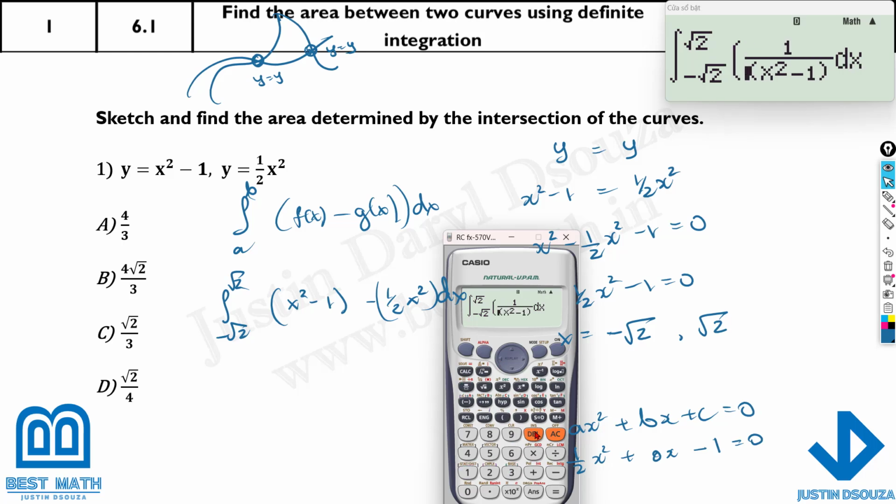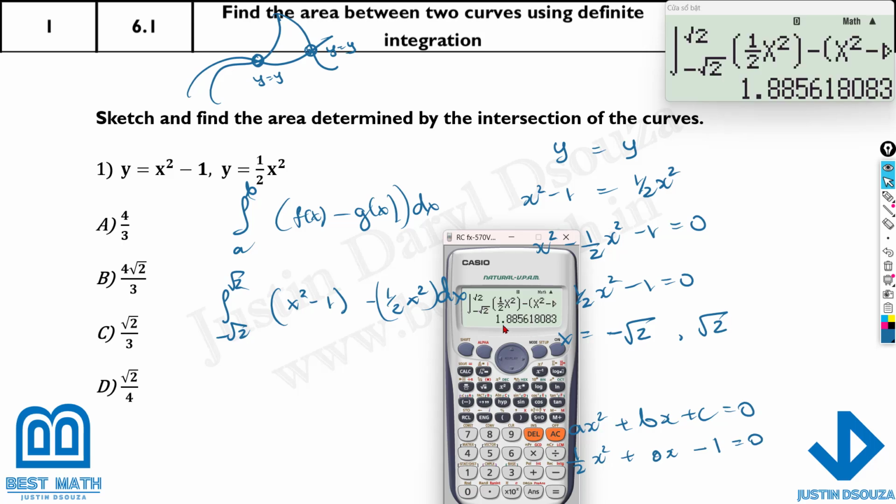Half. Okay, now that was a bad idea. Then we close the bracket. It's half x squared. So here we go. Minus the next one, you can see the answer will be in positive terms. It's 1.8856. 4 decimal points are enough. Now, which is the correct one? 4 by 3 is 1.33.